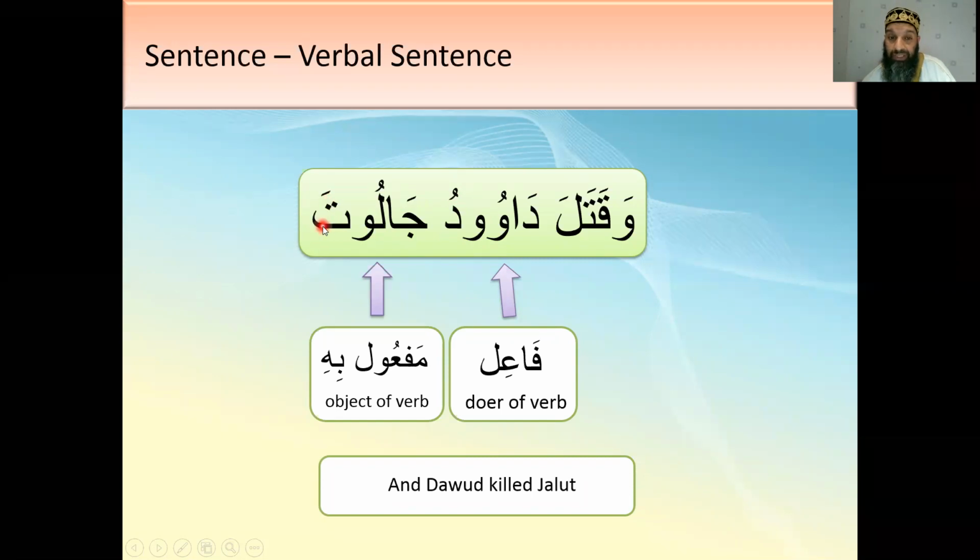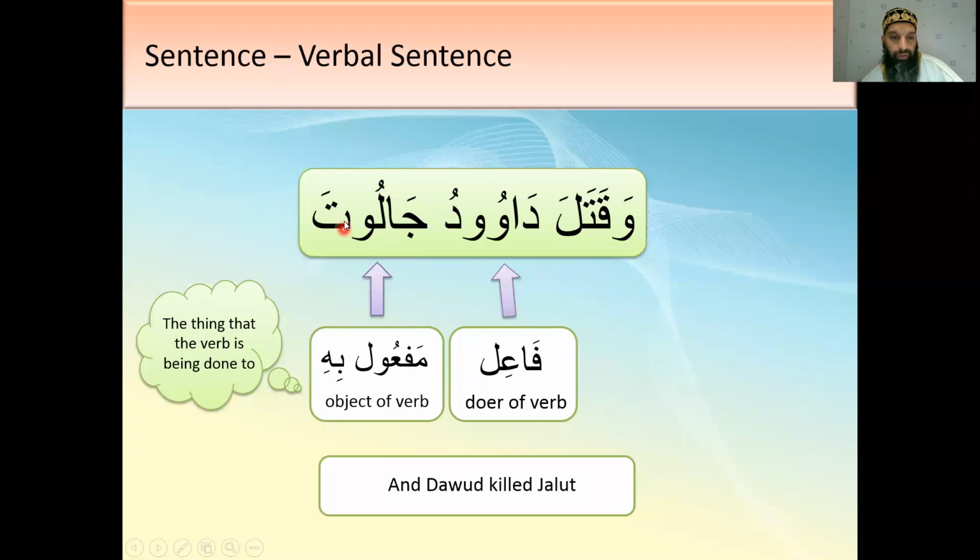What does the sentence mean if... Yes, it becomes opposite, because then Jalut becomes the doer of the killing and Dawood becomes the one who was killed. What happens if they were both marfu? What happens if it said وَقَتَلَ دَاوُودُ جَالُوتُ? If they were both marfu, translate please. They both did the killing, right? Yes, they both did the killing.